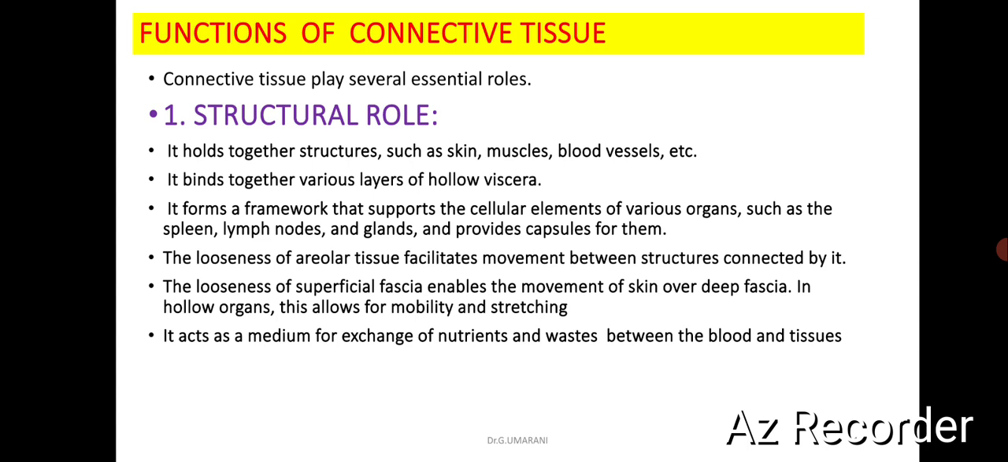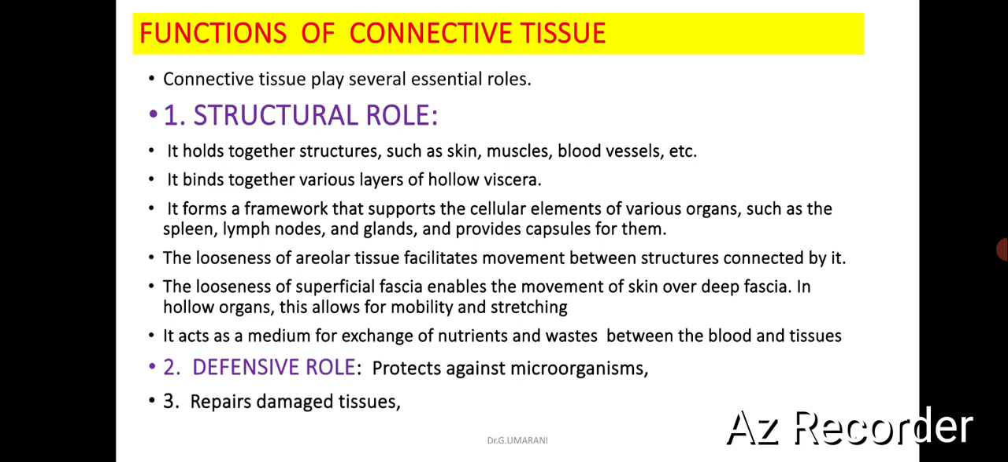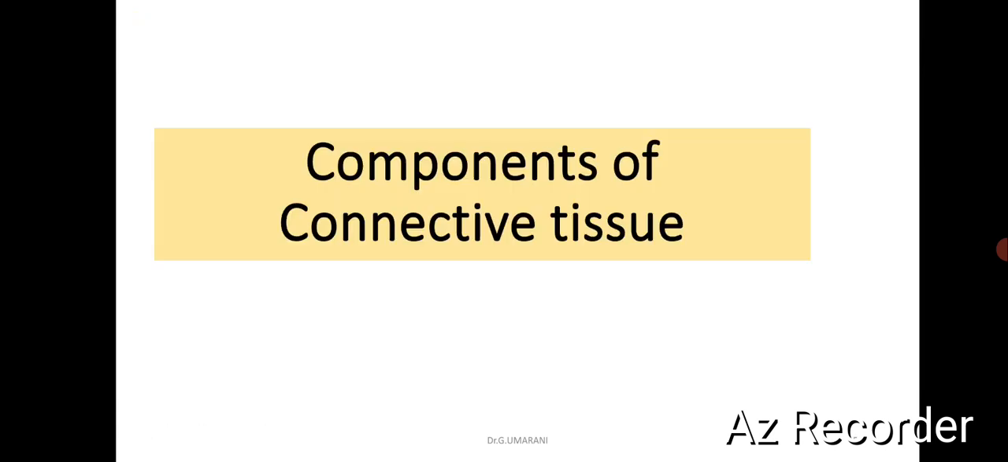The looseness of superficial fascia enables the movement of skin over the deep fascia. In hollow organs, this allows for mobility and stretching. It acts as a medium for exchange of nutrients and wastes between the blood and tissues. Next role is the defensive role. With that, it protects against microorganisms, it repairs the damaged tissues and it stores the fat.